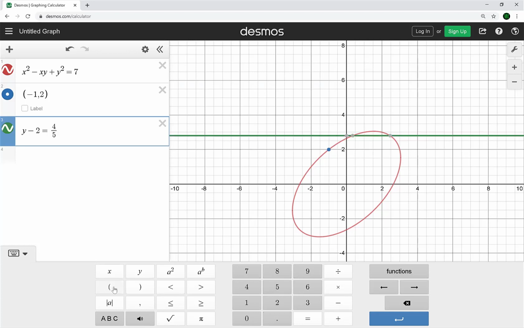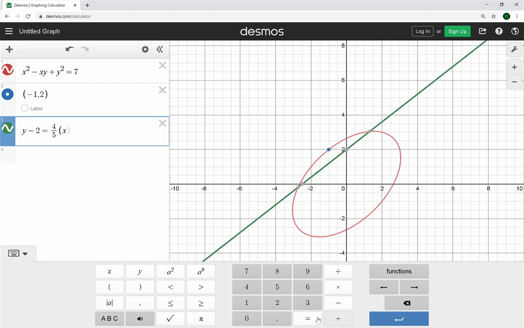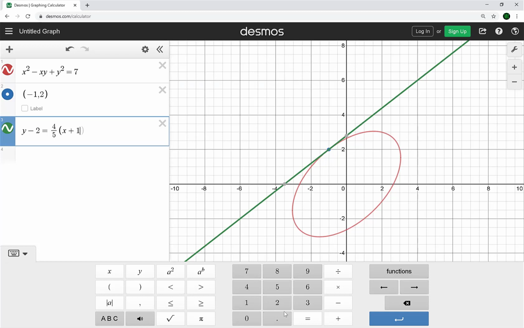4/5. And then was it, oh, go to the right. And then it was x plus 1. Yay, we are right. That definitely looks like a tangent. Let's look for the normal.